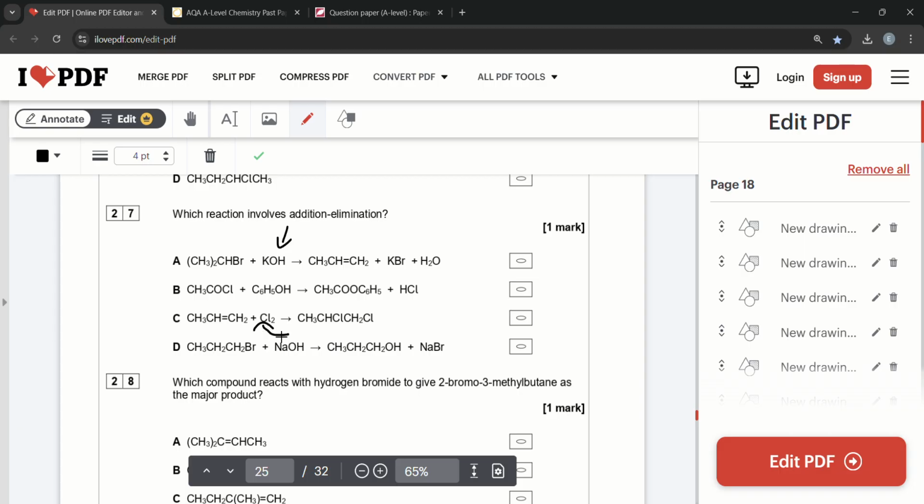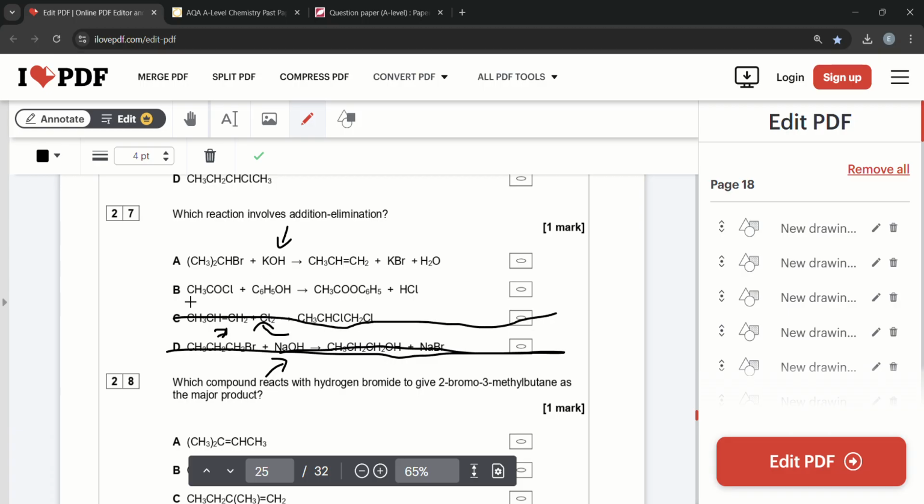This, we've got an alkene reacting with chlorine. And this, well, what's happened? Well, this is nucleophilic substitution. We just replace the Br with the OH group. C is CH3, Cl. That's the electrophilic addition.